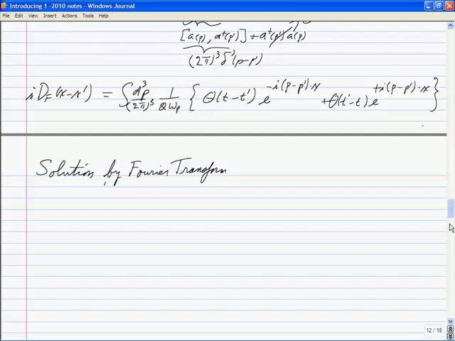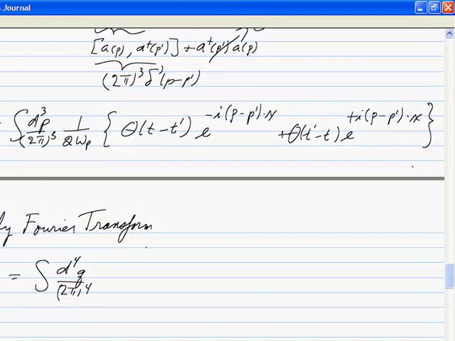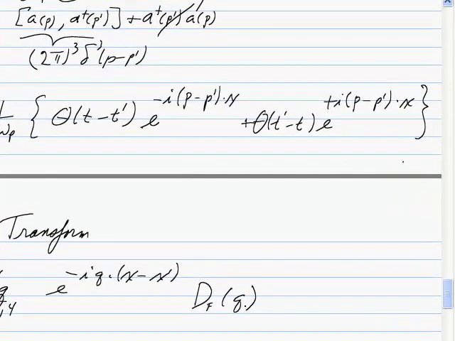Okay. So here's how you solve it by Fourier transform. Okay. I want i Delta F of x minus x prime. I'm going to Fourier transform all the variables. So it's the integral d4q over (2 pi)^4, I'll put it as a convention, e to the minus i q dot (x minus x prime), some function d of q. Okay, so I've got some function. I want it to be a Green's function.